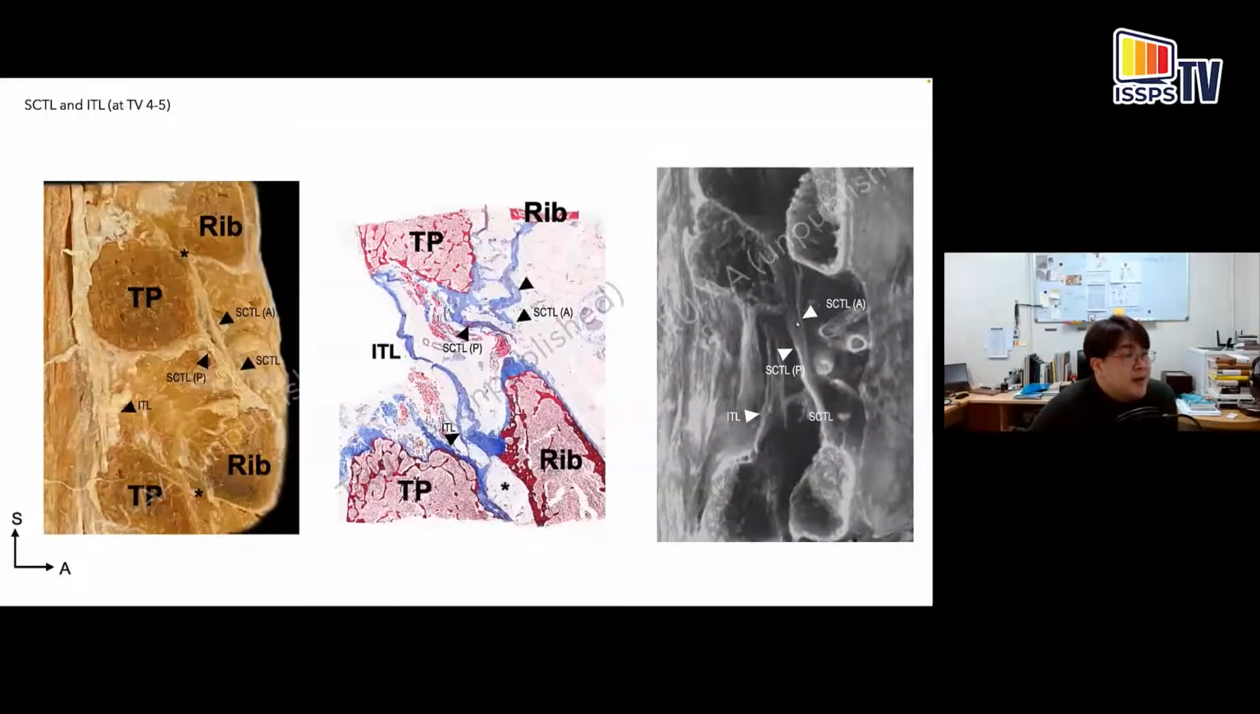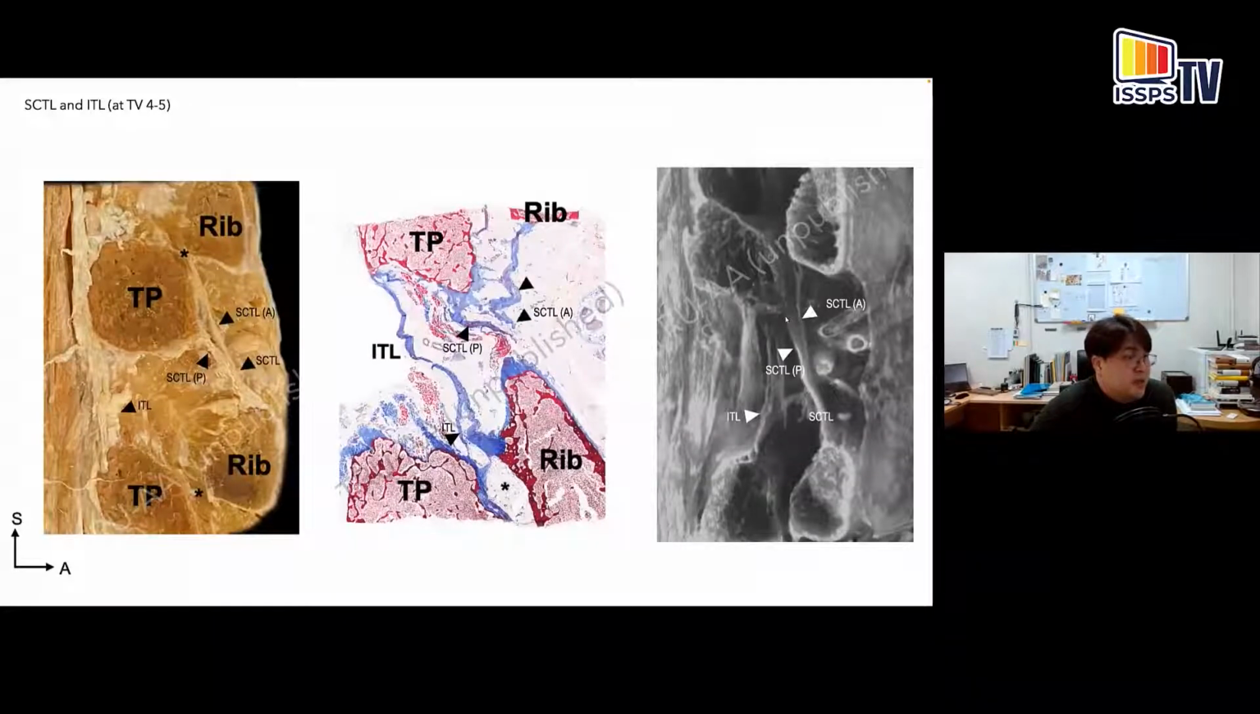And the posterior layer of the SCTL was attached to the transverse process of the first thoracic vertebra. The ITL originated from the lower transverse process and attached to the upper one. Here, here, and here. The TPVS was located between the SCTL anterior layer and pleura.